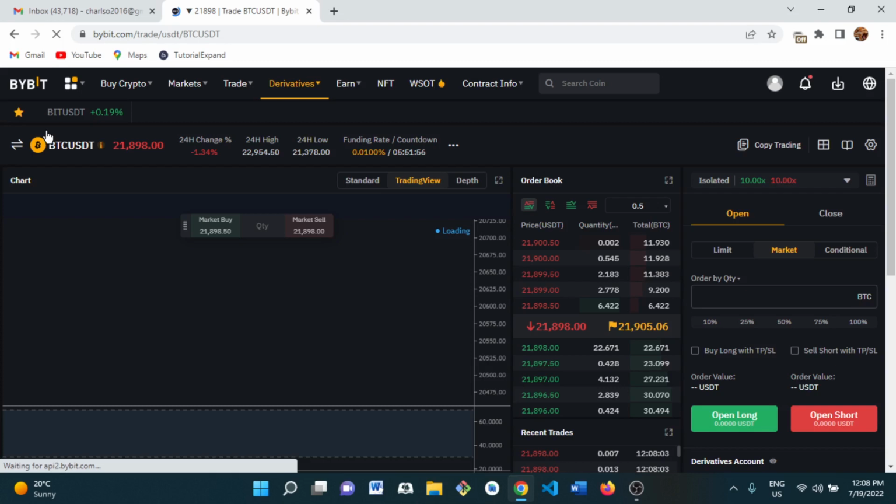Starting from the top side here. Let me close this. This is for the currency pair, so you can choose any different currency pair that you want to trade in. But let me close this for now. Okay, the graph has also loaded already.